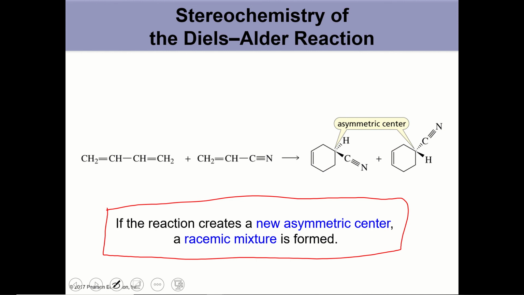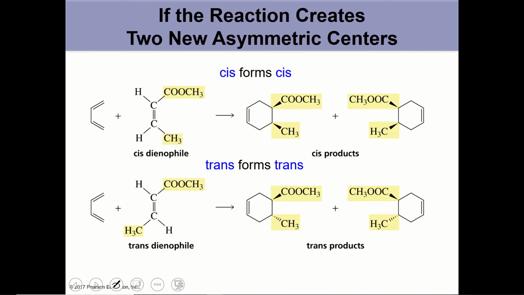Okay, stereochemistry of the Diels-Alder reaction. How do we know if we're going to make a new racemic mixture, just like in chapters 6 and 7? If our new product contains an asymmetric center, then both enantiomers will be made because we can add from below or above the pi bonds. So if the reaction creates a new asymmetric center, then we will form a racemic mixture. And you have to show that with your wedges and hatched bonds.